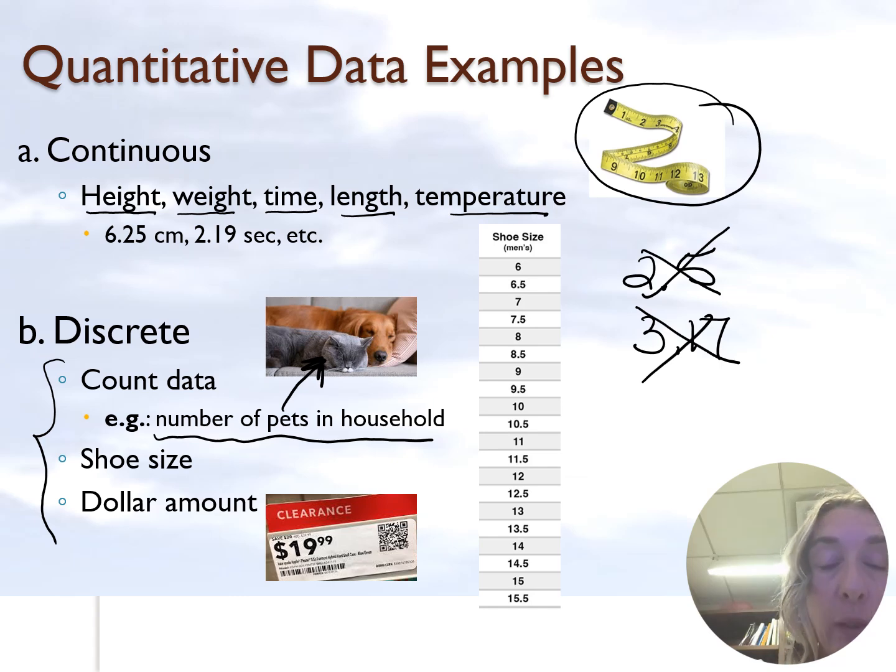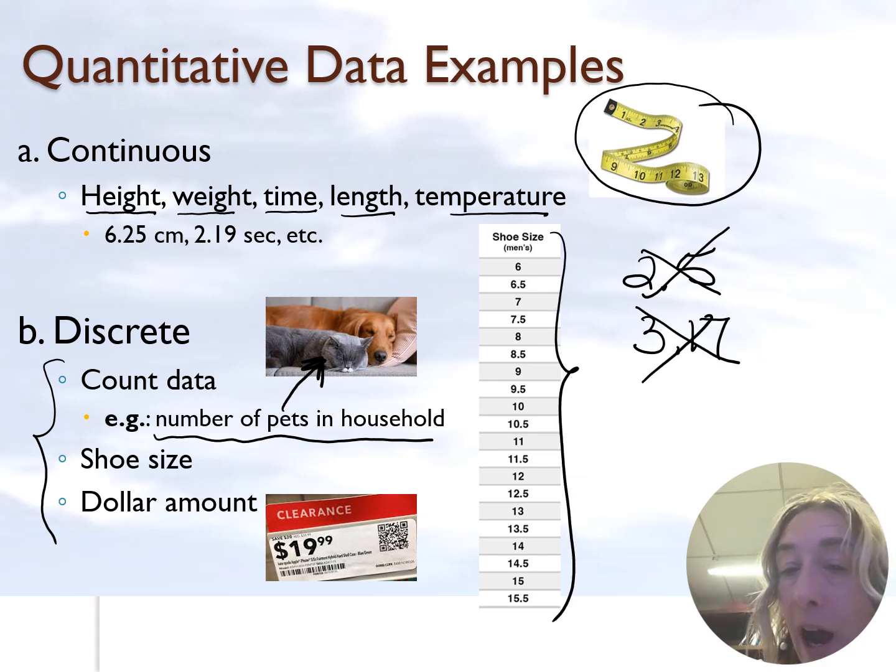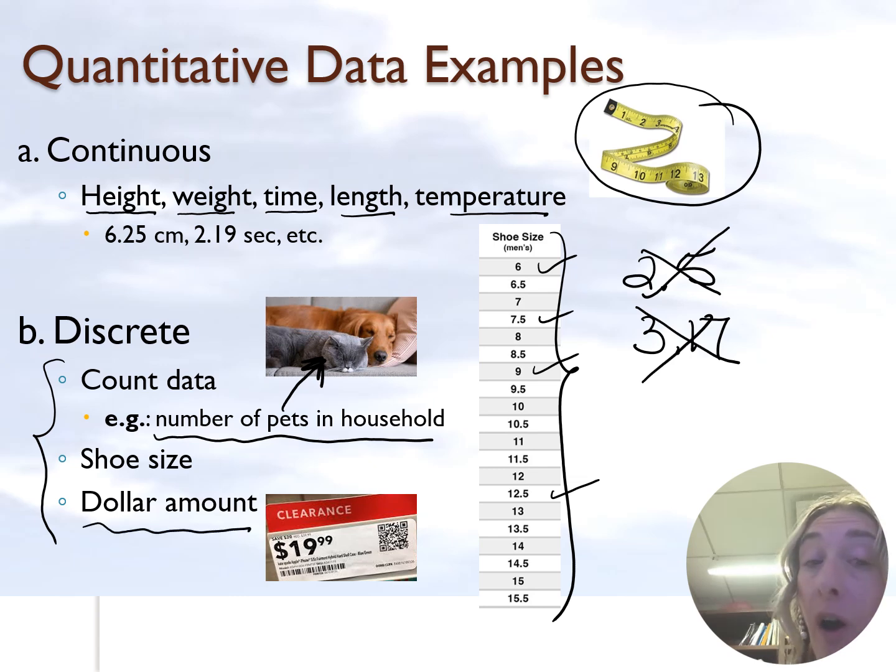Another example of discrete data is shoe size. For example, in the United States, our system looks as follows. Someone might have a size 6 or wear a 7.5, or wear a 9 or a 12.5. Generally, we don't see shoe sizes outside of that, at least in the US system. Neck size would be another example of a discrete piece of data. Dollar amounts are also considered discrete.